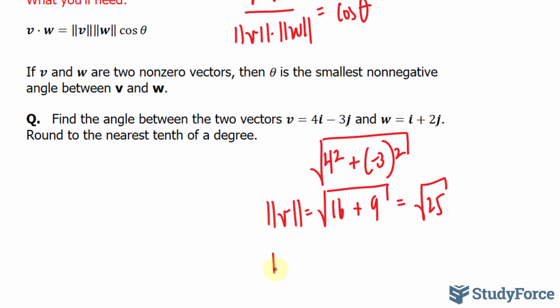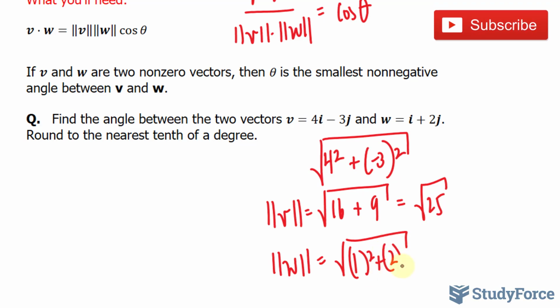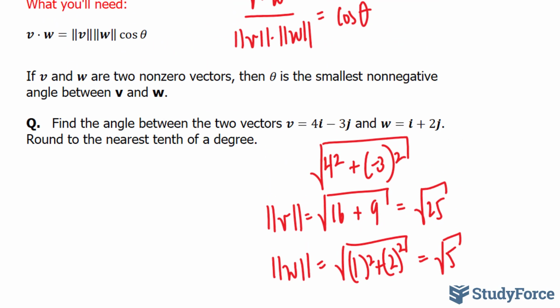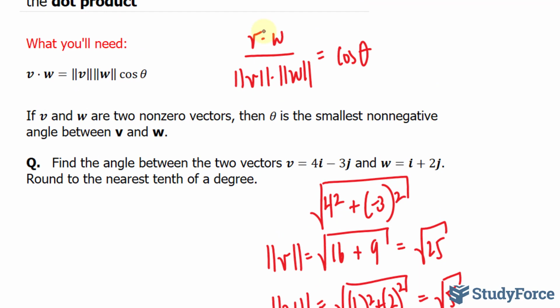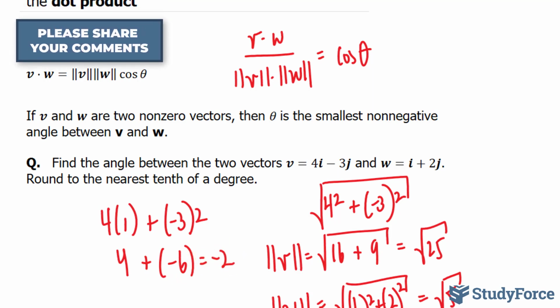Similarly, the magnitude of w is equal to the square root of 1 squared plus 2 squared. This gives us the square root of 5. According to the formula that we wrote up here, now we take the dot product of v and w, and that's easy to do. 4 times 1 plus negative 3 times 2. That's equal to 4 plus negative 6, and we end up with negative 2.